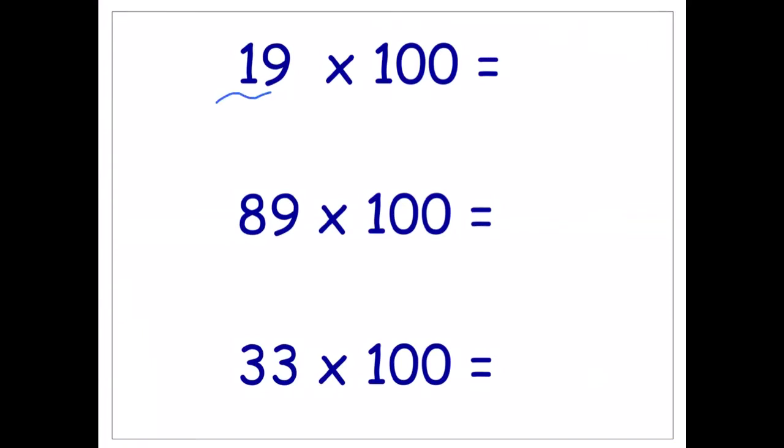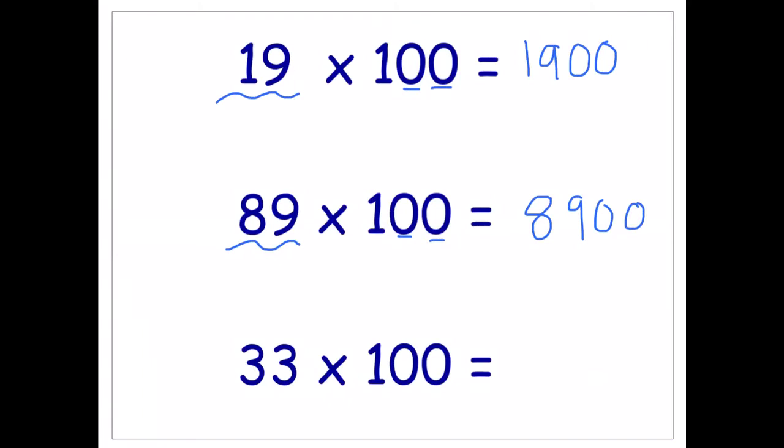Here we have the number 19 times 100. 100 has 2 zeros, so we need to add 2 zeros to our answer to get 1,900. 89 multiplied by 100. Again, we've got 2 zeros in 100, so we need to add 2 zeros to our answer. So it's 8,900. And our last one, 33 times 100. Again, you add on your 2 zeros to get 3,300.